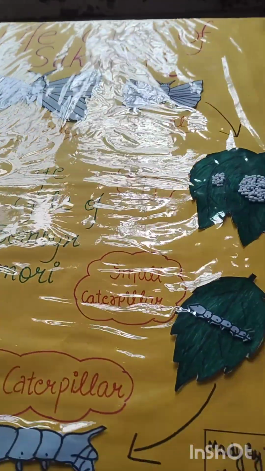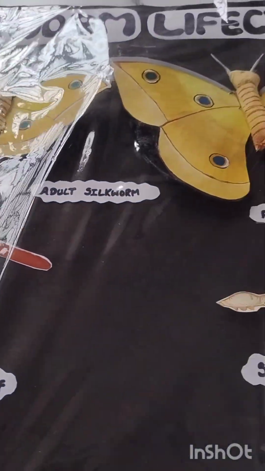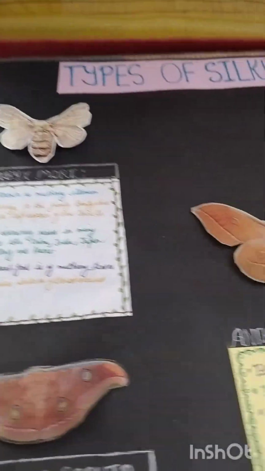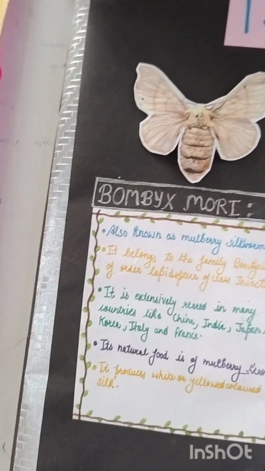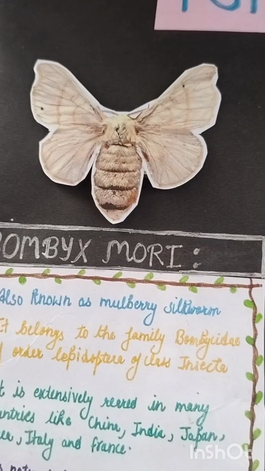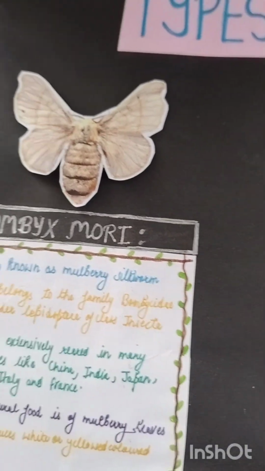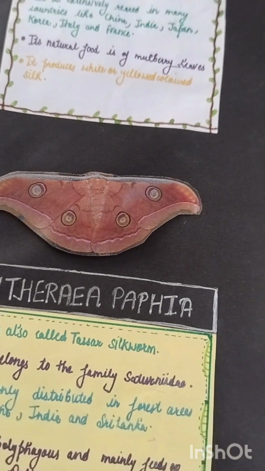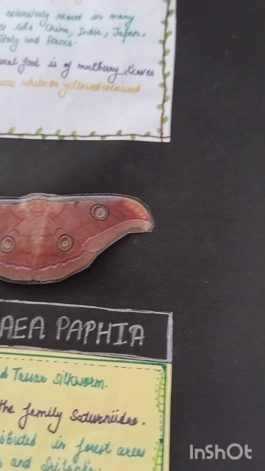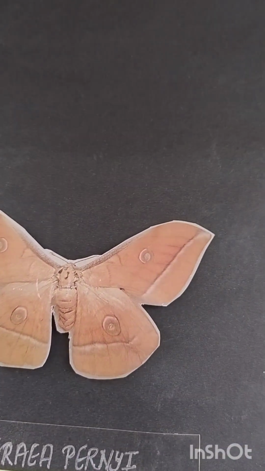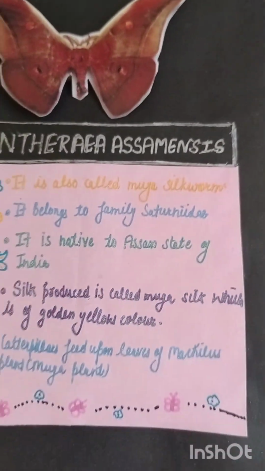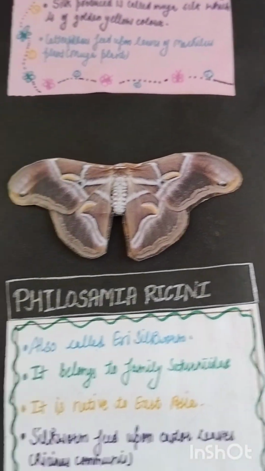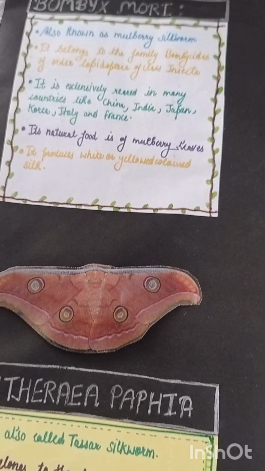Now there are some of the students who have submitted the types of silkworm. So you can see here the types of silkworm. Different kinds of the silkworm are given here, mentioned. First is Bombyx mori, this one. Then this is Anthera, and this is Anthera renning, and this is Assamese type, and this is Ricini type. So different 4 kinds of the silkworms are given here.